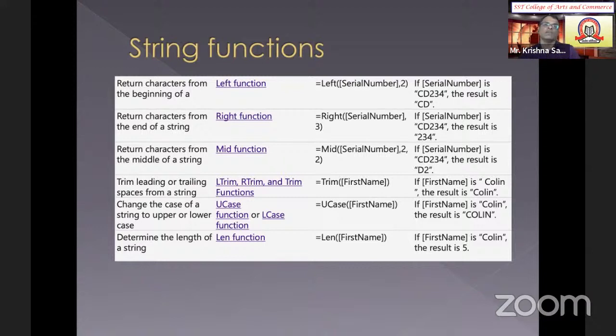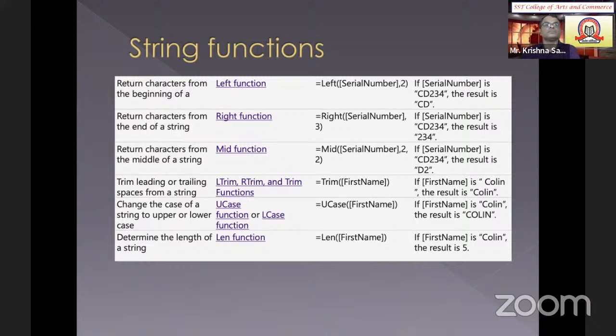Then the MID function is there. It is going to give the middle part of the text. For the same serial number, if I use the MID function with 2 comma 2, it is going to give you two characters starting from position 2. The second position is D, and from D, 2 characters, that is D and 2. So it will give you the answer D2. If I write 2 comma 3, then it will start from D and take 3 characters, that is D, 2, and 3. That way, MID works.